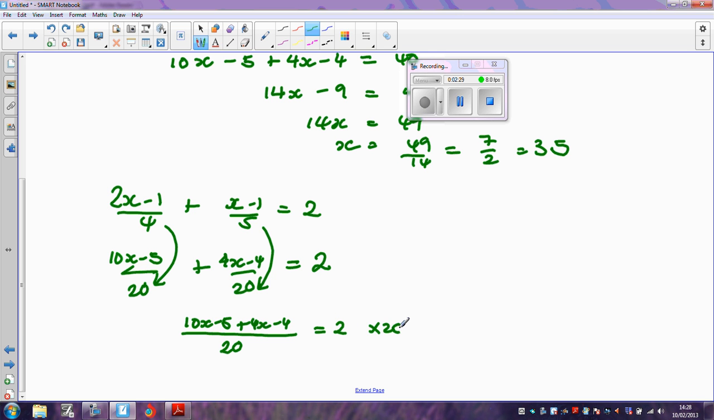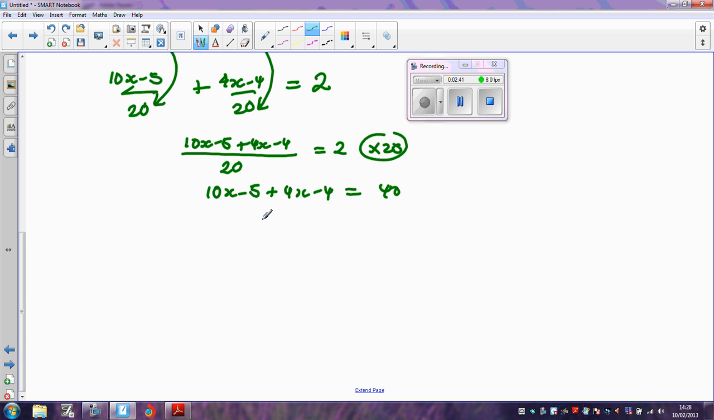Now I'm going to multiply by the 20. So on the left-hand side, I've got 10x minus 5 plus 4x minus 4. The 20 is now gone, and that's equal to 40. Simplifying the left-hand side, then I've got 14x minus 9 is equal to 40. So again, 14x is going to be 49, which means that x is again going to be 3.5.